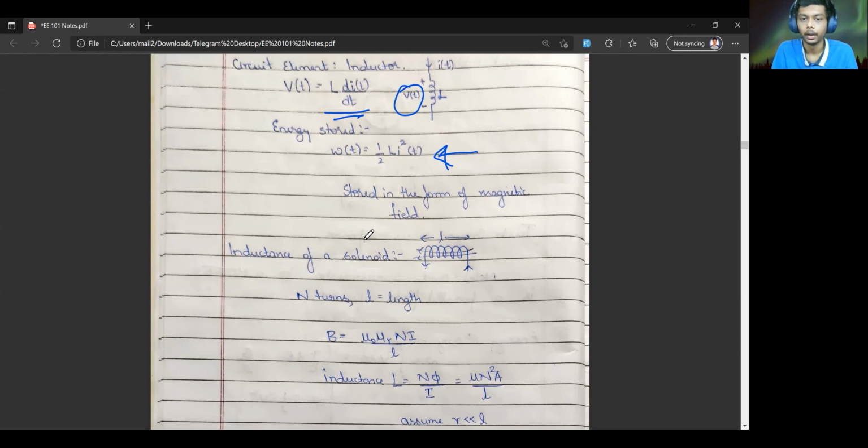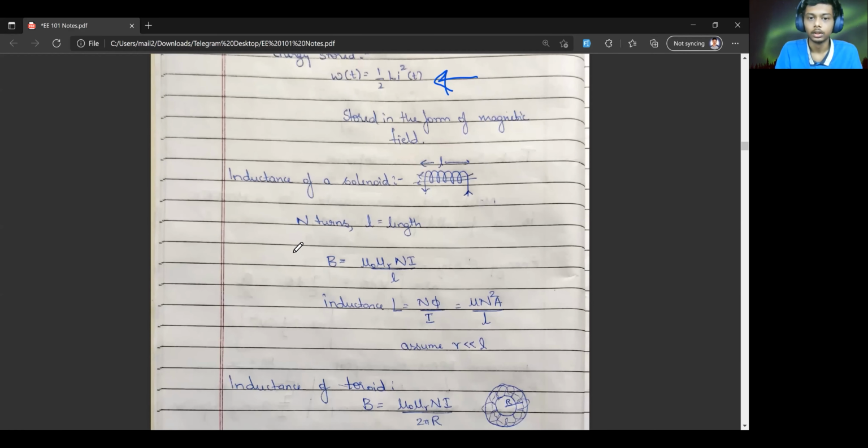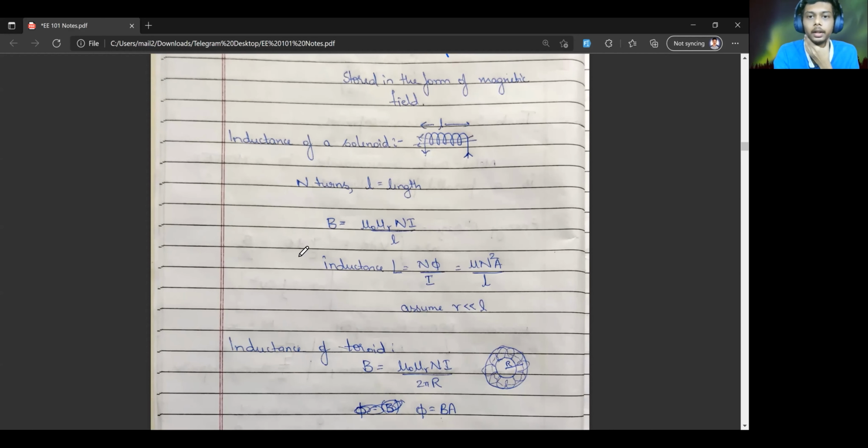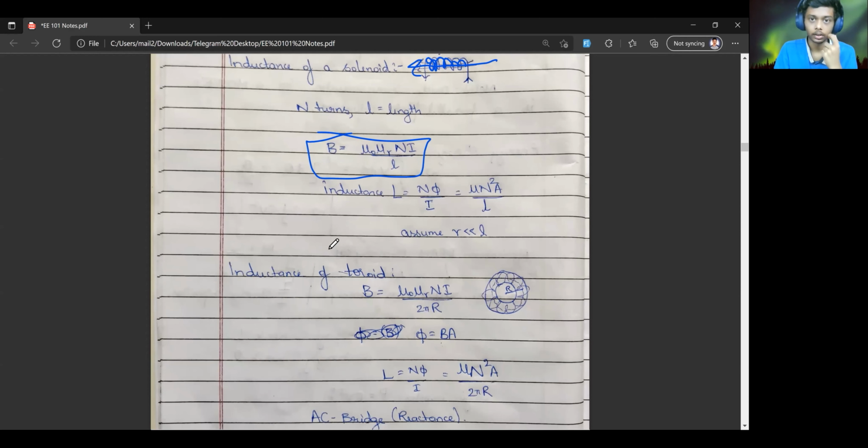You must be wondering how this inductor stores the energy. It stores it in the form of a magnetic field. Whenever you have a wound wire like this, it can act as an inductor, and the magnetic field which it produces whenever a current flows through it is given by this equation: mu naught mu r N i by L, where N is the number of turns in the wound wire. The inductance of that solenoid is given by N phi by I, where phi is the magnetic flux, N is the number of turns and I is the current through it.